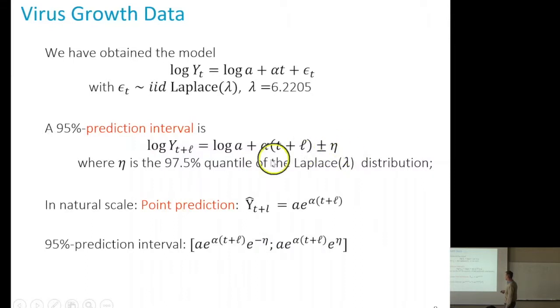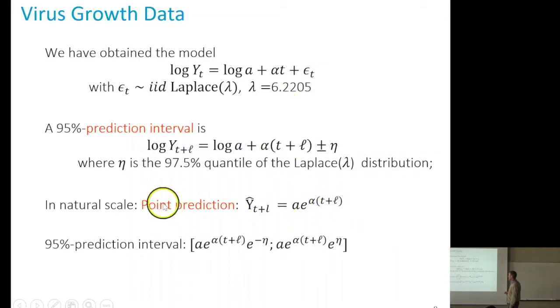which corresponds to finding a 97.5% quantile of the Laplace distribution, because it's symmetric. We want to have the left and the right part, which is easy to compute. And I don't do it now, but this is a small homework exercise to compute that in closed form with the exponential function. So this is the 95% prediction interval. If I want a point prediction, I could simply set the noise to 0 and obtain this value here.